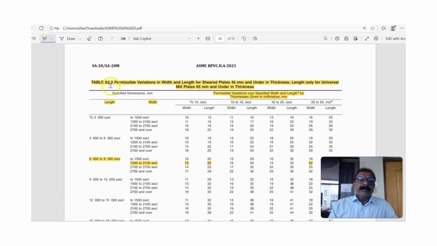This is in table A2.2. This is tolerance for the width and length of plate, 40 mm and under, that is, less than 40 mm thickness plate. These are the tolerances. And length only for universal mill plates, 65 mm and under in thickness. Then these are the ordered length and width, and these are the thicknesses. You can see this row.